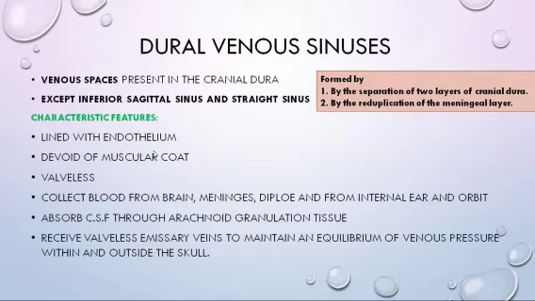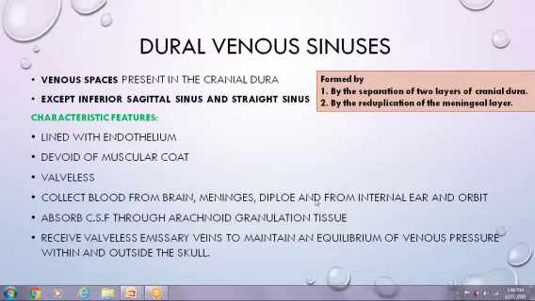Okay. So here also it is lined with endothelium, but it is devoid of muscular coat. So you know the veins will have valves, but here there are no valves. Okay. So it mainly collects blood from the brain, meninges, diploe, and from internal ear and orbit. What is diploe? Do you have any idea about diploe?